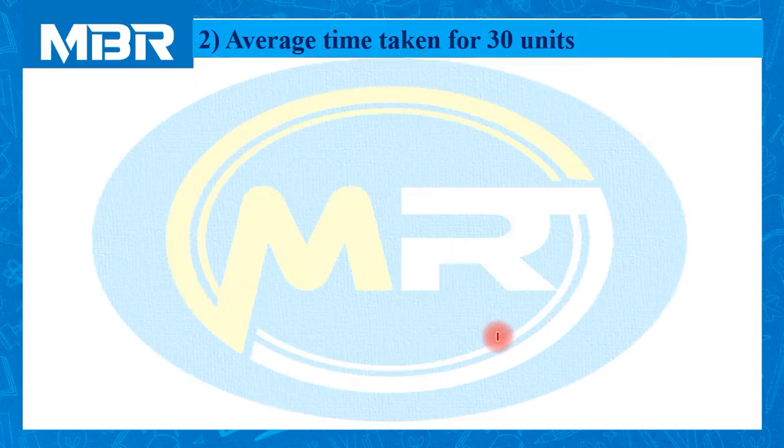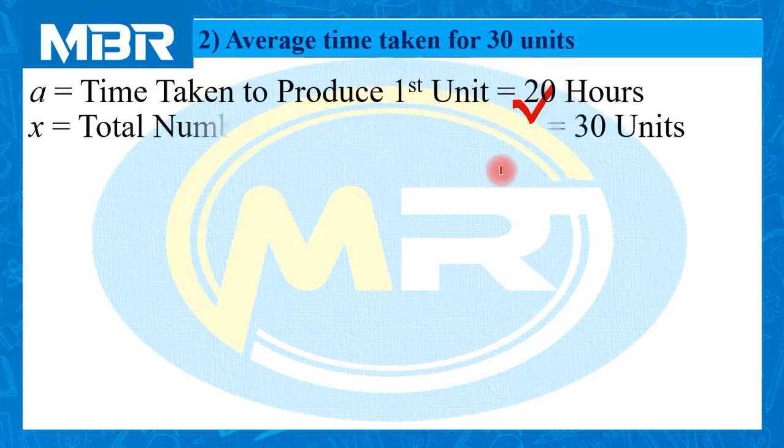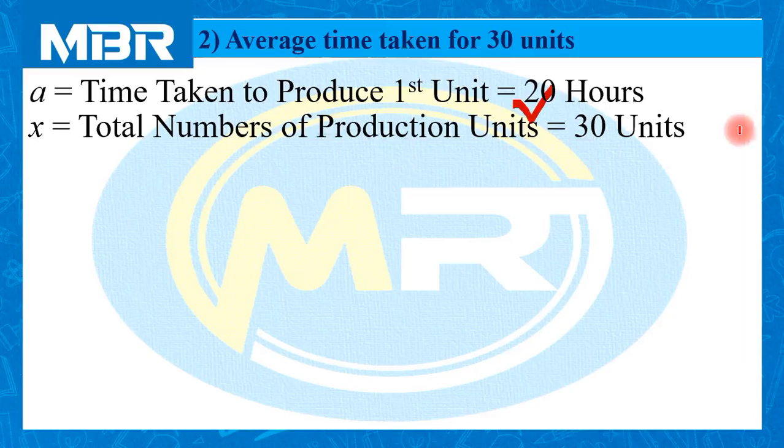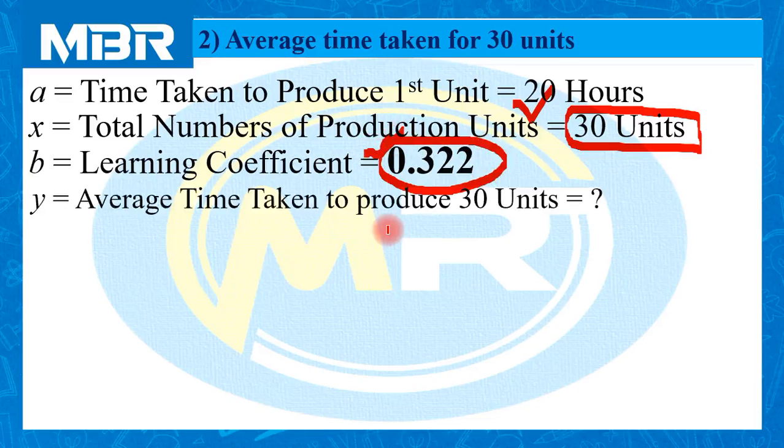Second sub-question, average time taken for 30 units. A, the time taken to produce the first unit, is 20 hours. X, the total number of production units as given in the question, is 30. Beta factor, or b, or learning coefficient, whatever you say, is 0.322, which is ready-made given to us in our question. And Y, we need to calculate the average time taken to produce 30 units.